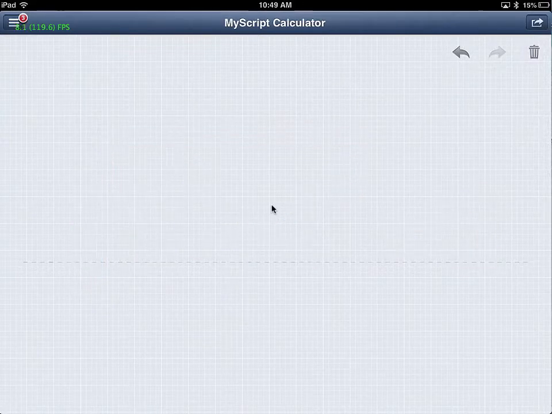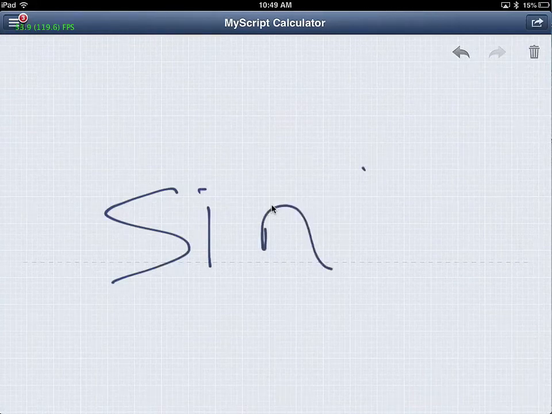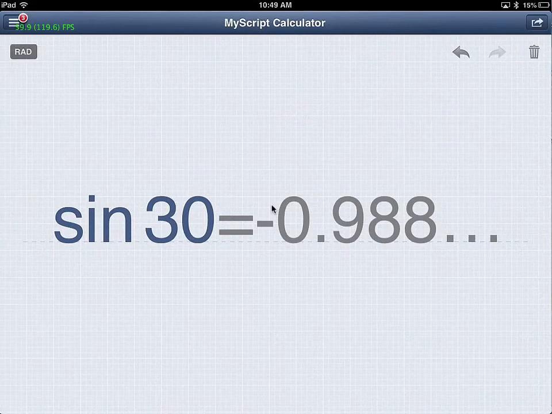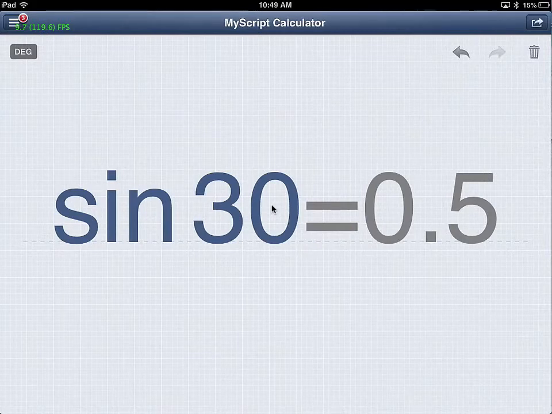It also has some trig ability. If I ask for the sine of 30, it knows that the sine of 30 is going to be, now you notice I got kind of a funny answer there. That's because up in the corner there's a little button that says degrees and radians, and so I was looking for radians or degrees in that case, and so I had to click that little button in order to get the proper notation there.